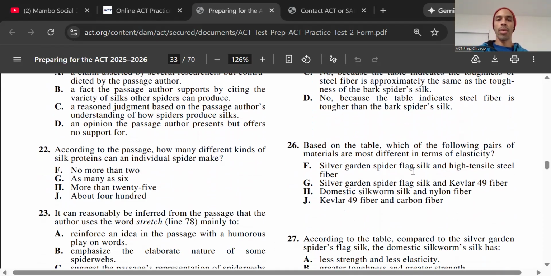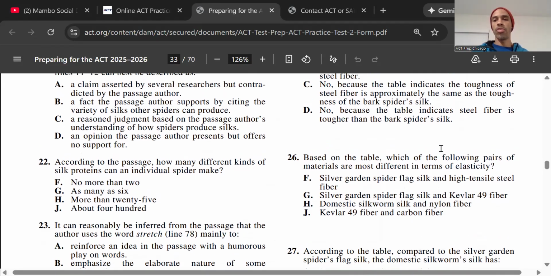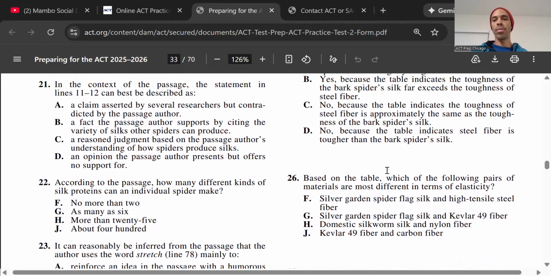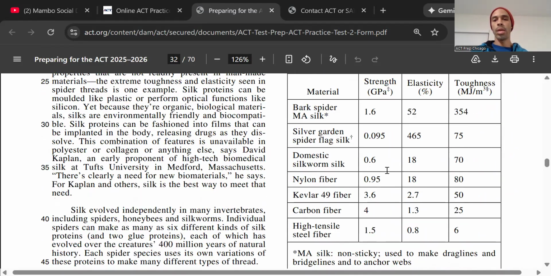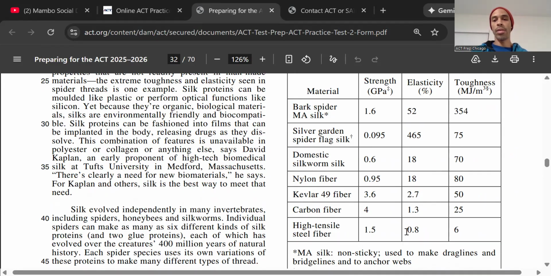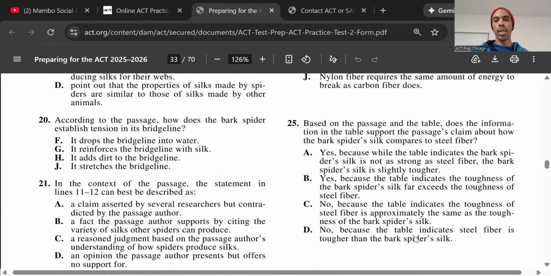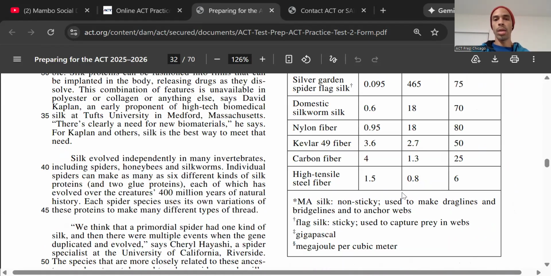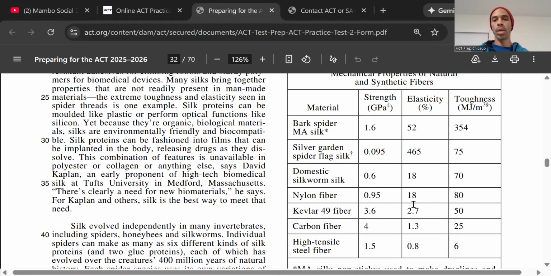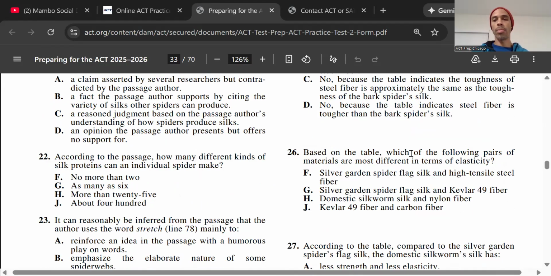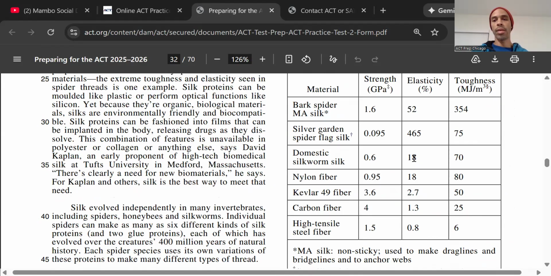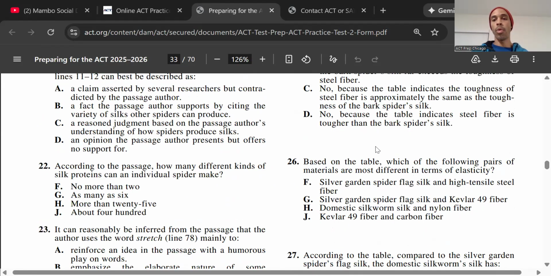Based on the table, which of the following pairs of materials are most different in terms of elasticity? Silver garden spider flag silk and high tensile steel. We're talking about elasticity, which I think is the middle column. Silver garden, 465, versus high tensile, 0.8. That's very different, a big difference. Silver garden and Kevlar? No, because Kevlar is higher than tensile steel, so it's closer to silver garden. Domestic silkworm and nylon, 18 and nylon? Those have the same elasticity, so it's not that, because we want the most different.